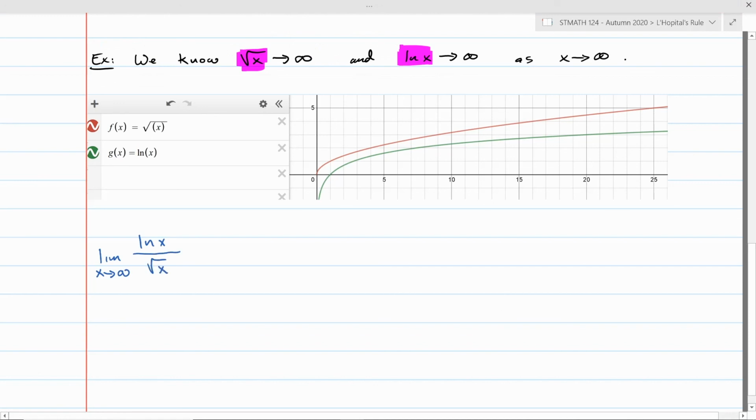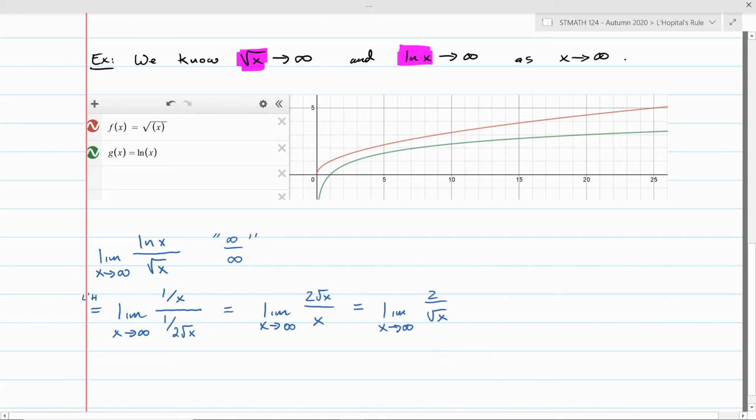And we see that this is an infinity over infinity indeterminate form, so we can use L'Hopital's rule to evaluate the limit. The derivative in the numerator is 1 over x, and the derivative in the denominator is 1 over 2 square root of x. When I simplify, the limit is 2 square root of x over x, which you can simplify because it's x to the 1/2 in the numerator. So you could write this as the limit as x goes to infinity of 2 over the square root of x, and that clearly goes to 0.